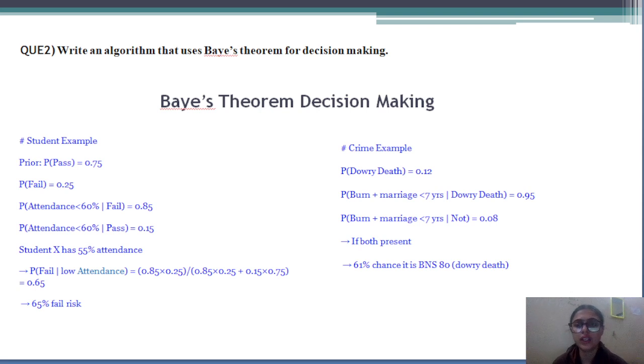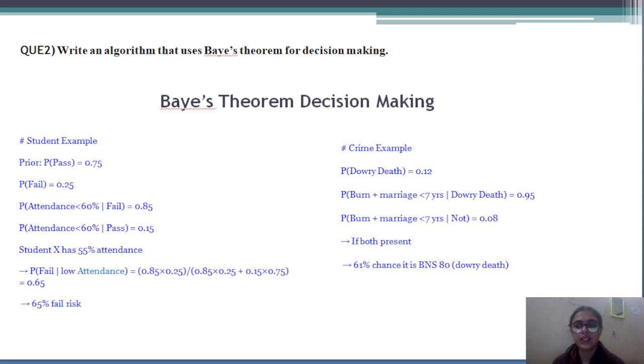Given that student X has 55% attendance, which is below 60%, applying Bayes' theorem we get P(fail | low attendance) = 0.65. So the final decision is that there is a 65% probability that student X will fail. The system takes a data-driven decision that student X is a high-risk student and should be given extra academic support.